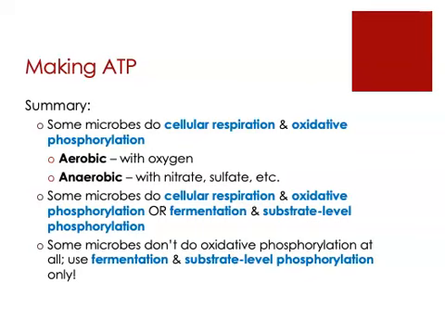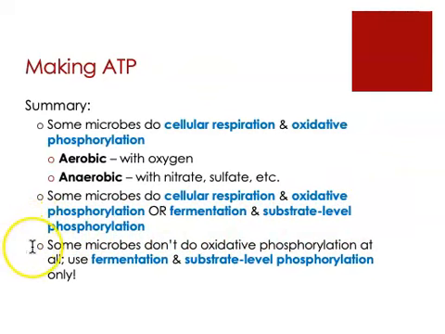Some microbes are going to do cellular respiration and oxidative phosphorylation as their primary preferred metabolic pathway to make ATP. But if necessary, they can also use fermentation. And if they use fermentation, they're going to still make some ATP, but they're going to make it through substrate level phosphorylation, and that's an inefficient way to do it.